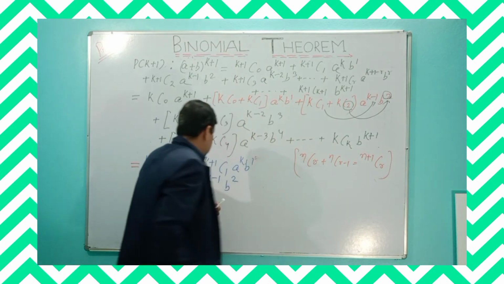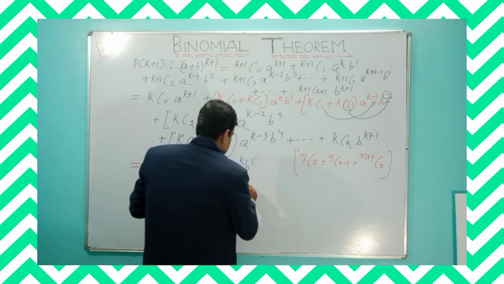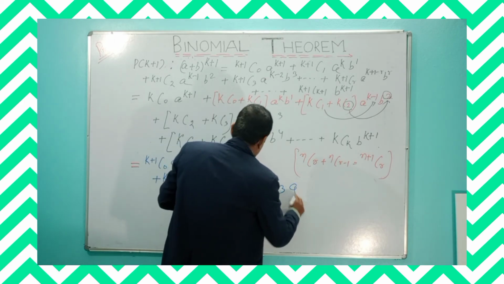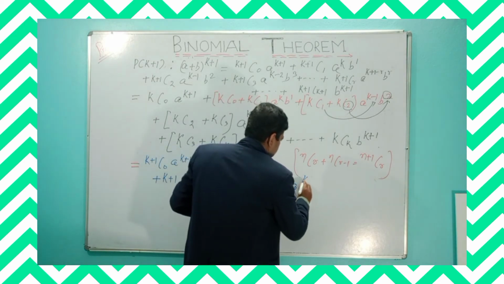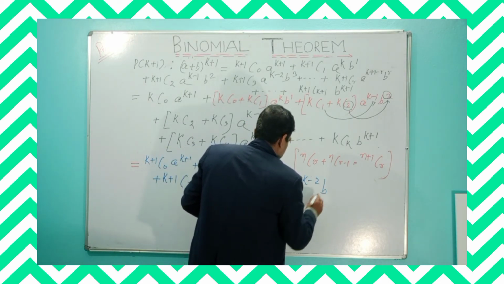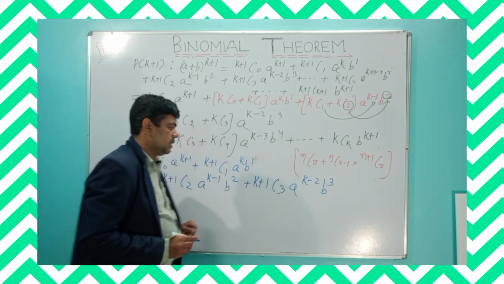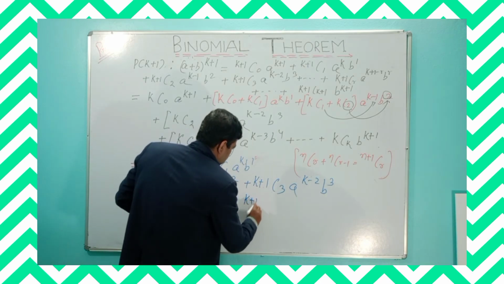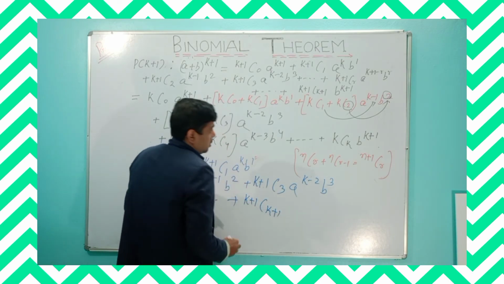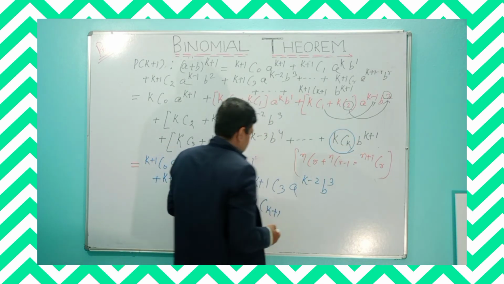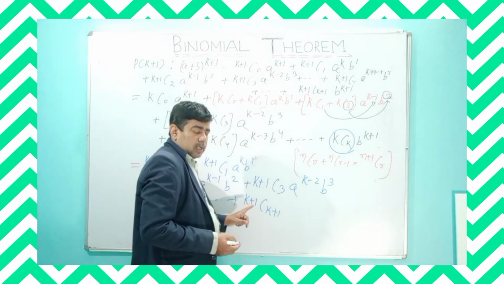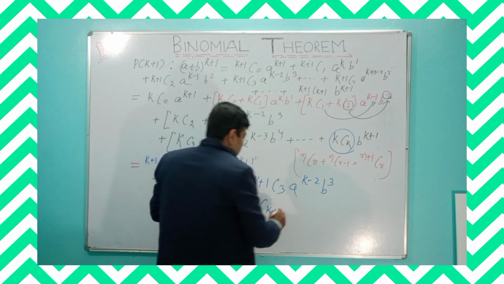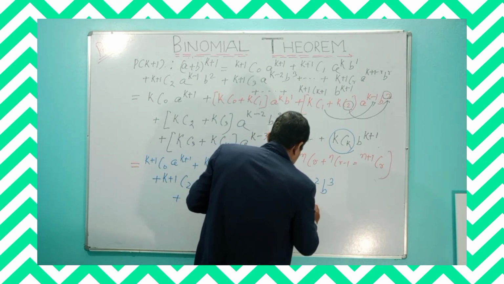Okay. In a similar manner we can write plus K plus 1 C3, a to the power K minus 1, again decreased, K minus 2, and B to the power what? It will be 3. And in a similar manner we can write K plus 1 C K plus 1. Look at the last term. The last term is KCK, and the value of KCK is 1. And K plus 1 C K plus 1 is also 1. Understand? So it will be B to the power K plus 1.